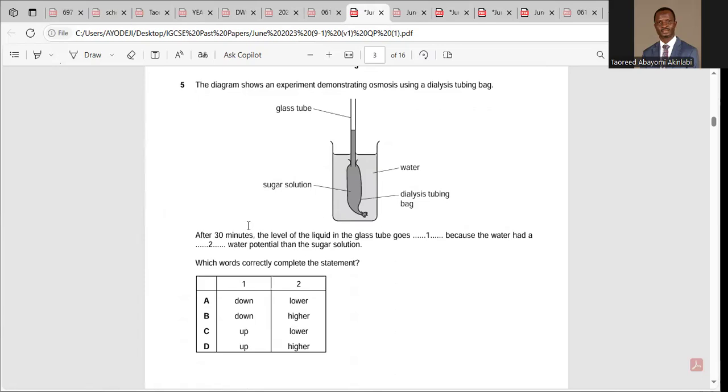Because the water has a high water potential, the correct option is option D for question 5.